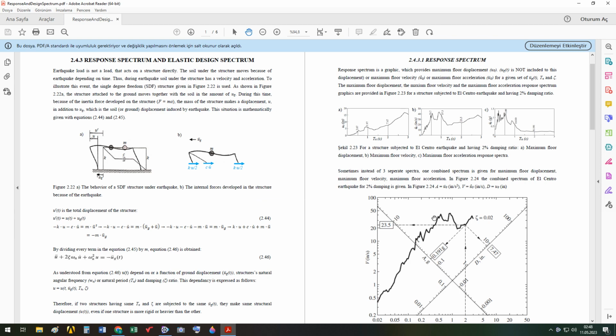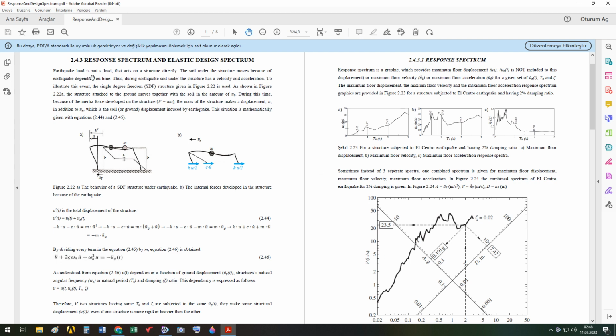In this video, I will explain what is response spectrum and elastic design spectrum. Elastic design spectrum is the special case of response spectrum or spectra, which is used in the dynamic analysis or the earthquake analysis of structures. So it's important to understand what they are to be able to use them correctly, even when you are making hand calculations or when you are using a software.